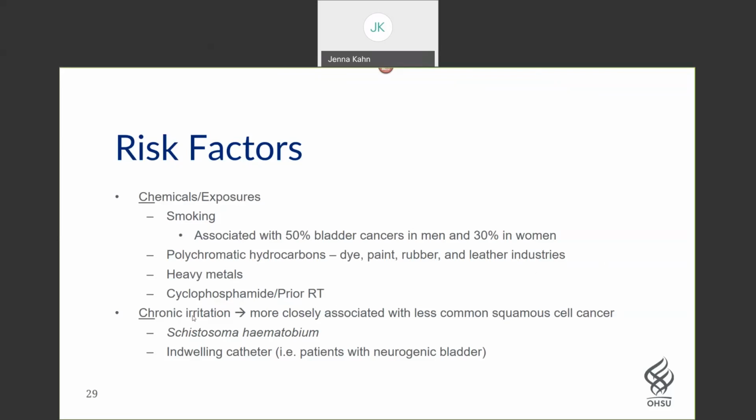Other risk factors include chronic irritation, which is associated with a less common histology of squamous cell carcinoma. Schistosoma haematobium is something you probably learned in your 1st and 2nd year of medical school, as well as having an indwelling catheter, which is another risk factor.